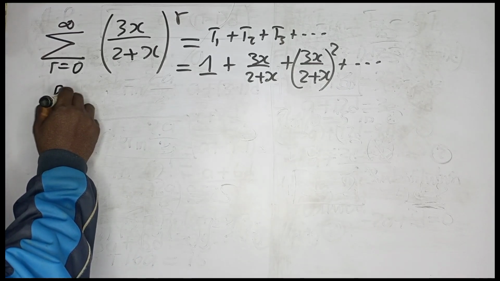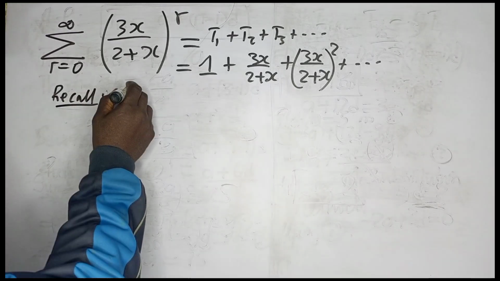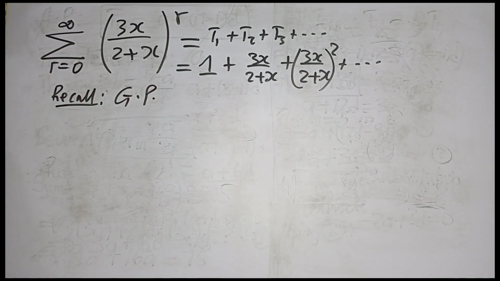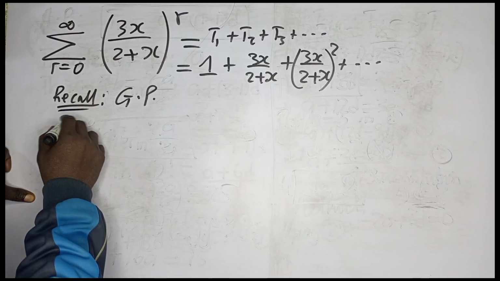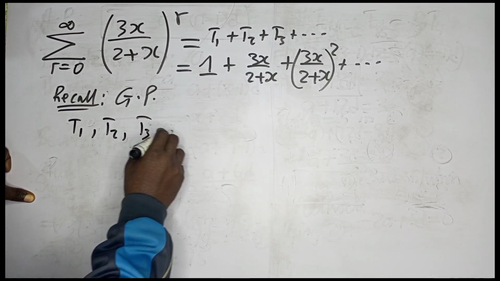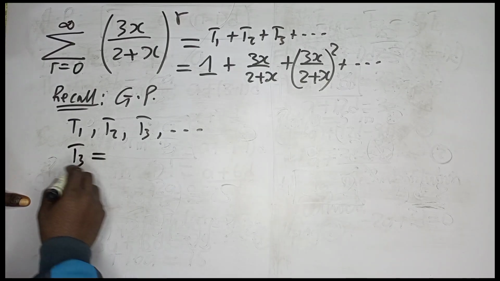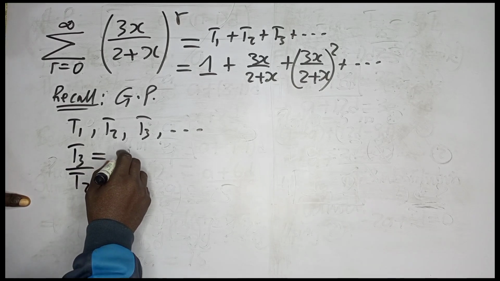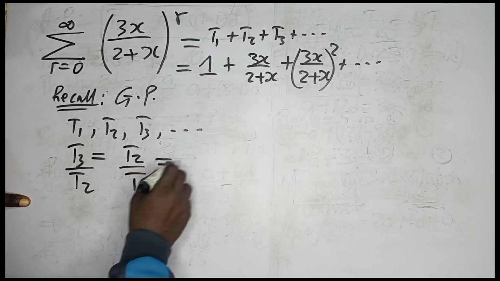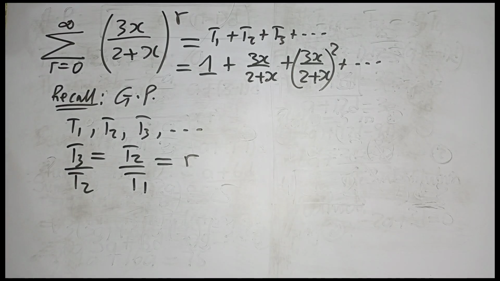Again, recall, with a geometric progression, each higher term is gotten from the term immediately preceding it by dividing or multiplying by a constant quantity called the common ratio. We all know that. So what are we saying? If T1, T2, T3, and so on are in GP, then T3 over T2 will have the same result as T2 over T1, which is what we call the common ratio. That's the characteristic of a GP.